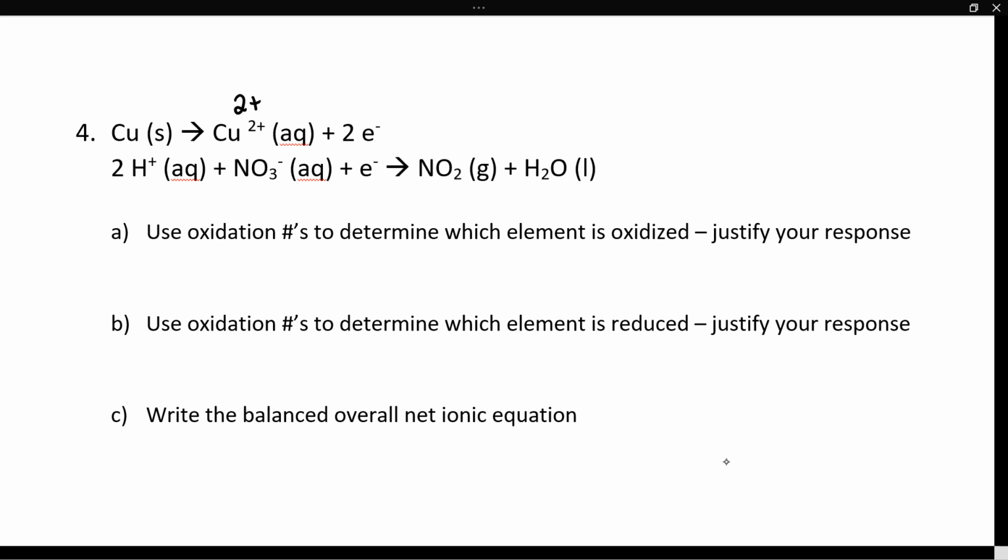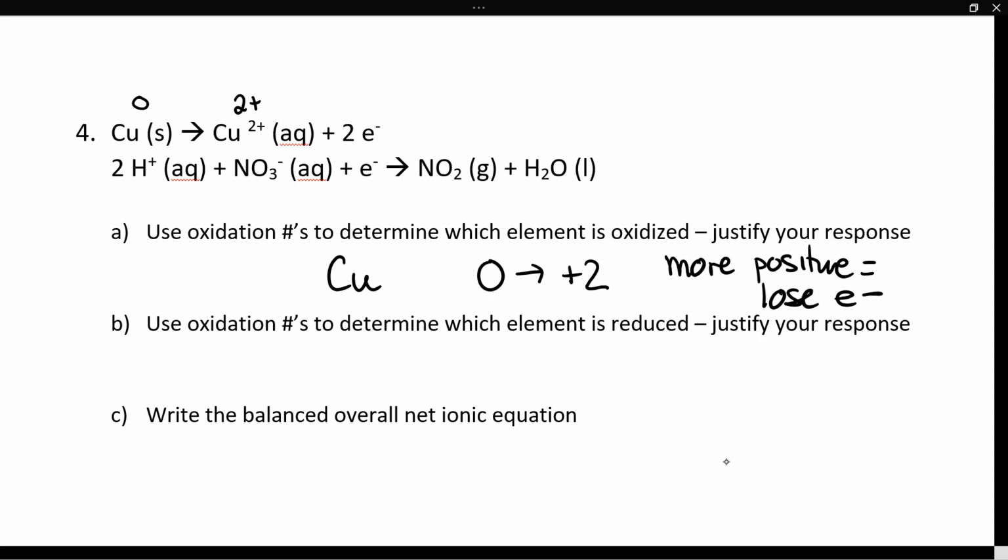If it's in its elemental state, like the solid copper over here, oxidation number is 0. So it looks like copper is being oxidized because its oxidation number is going from 0 to +2. Since the charge is becoming more positive, that's an indication that it's losing electrons. Remember, electrons are negative.